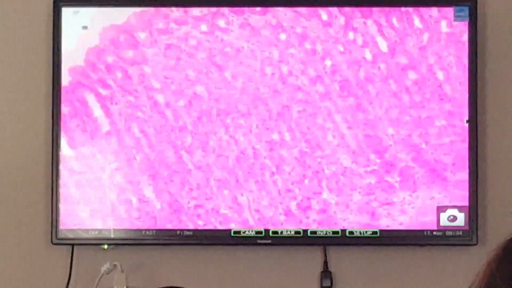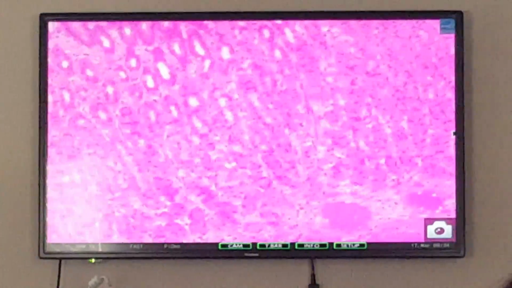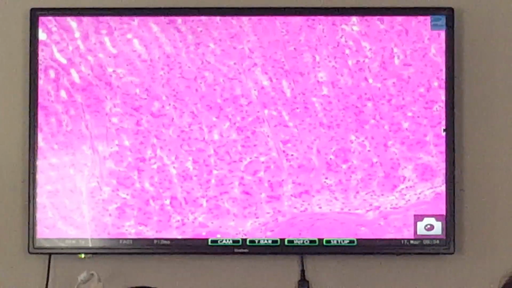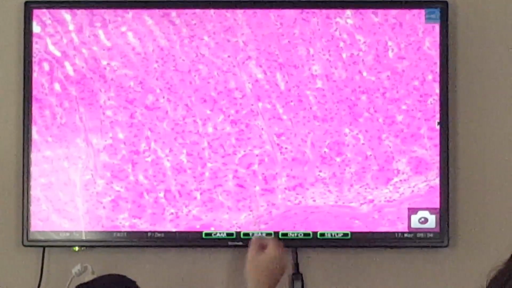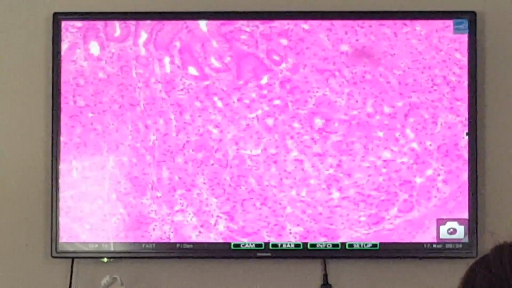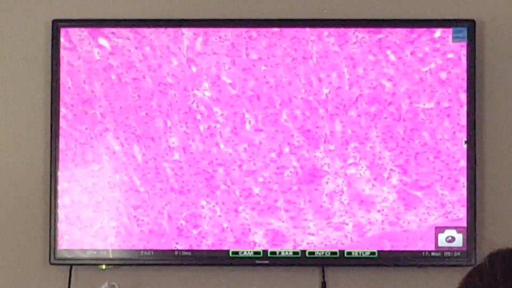And if you come further down the gland here, I was hoping we could catch some chief cells. Chief cells tend to be smaller, and they tend to be more basophilic. We don't see a lot of chief cells here like I like to see. Okay? We'll look at a different section.